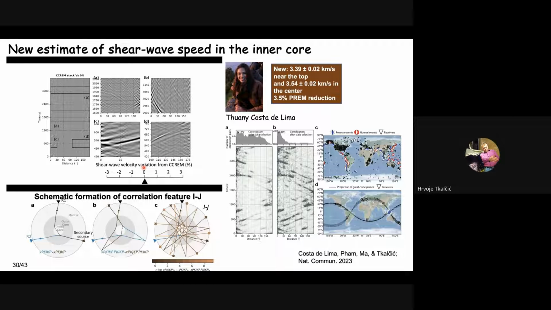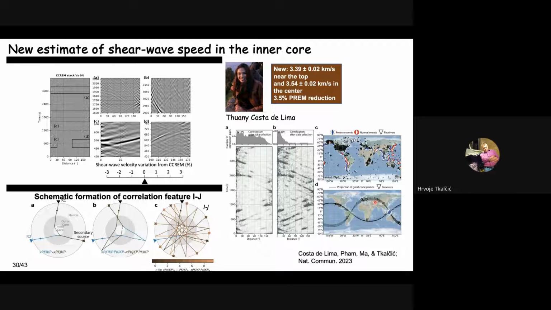We refined it with some more clever data pre-processing and data processing methods. In particular, as I already mentioned, if you select only reverse and normal mechanisms, you will increase the clarity of these global correlograms. And this is to be expected because for normal and reverse mechanisms, the P-wave energy is going steeply down and is going to contribute to these reverberations many hours after the origin time. Whereas for strike-slip events, this is not the case.